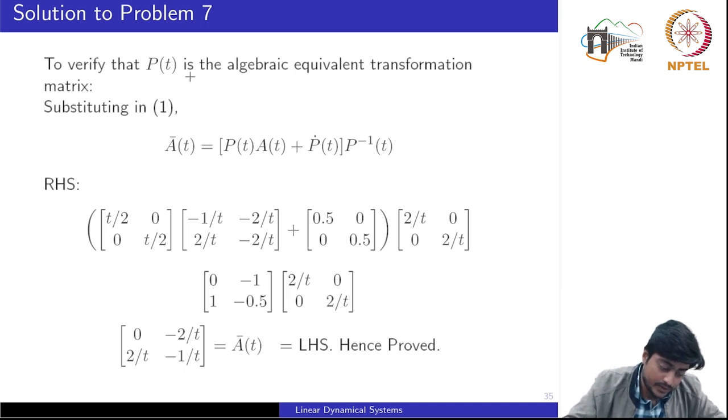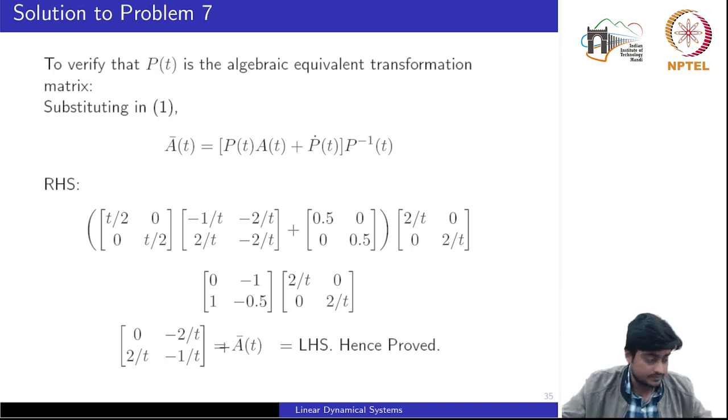Now to verify that P of t is the algebraic equivalence transformation matrix, substituting in 1 we obtain this A bar as this one. P of t, A of t, this is the derivative of P multiplied by the P inverse. After doing the simplification, we finally obtain this A bar, meaning that the P matrix is basically a transformation matrix for the time varying system.